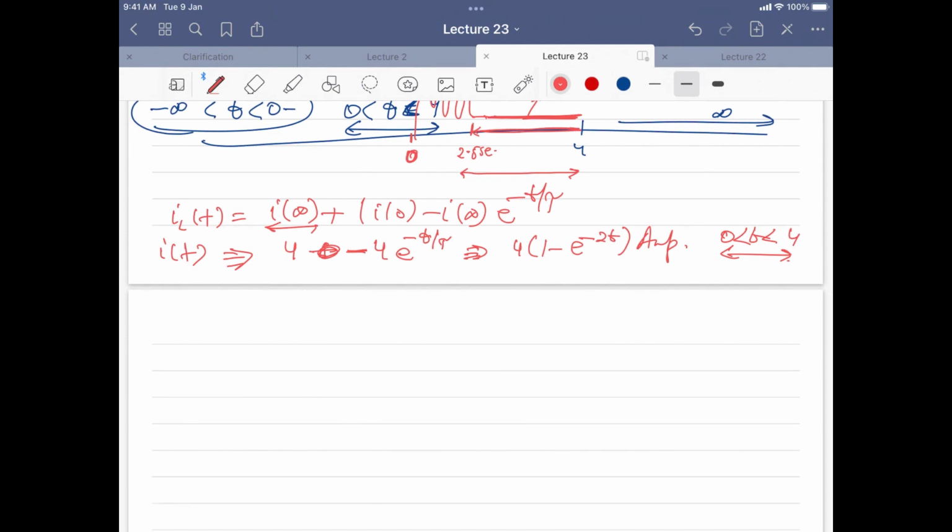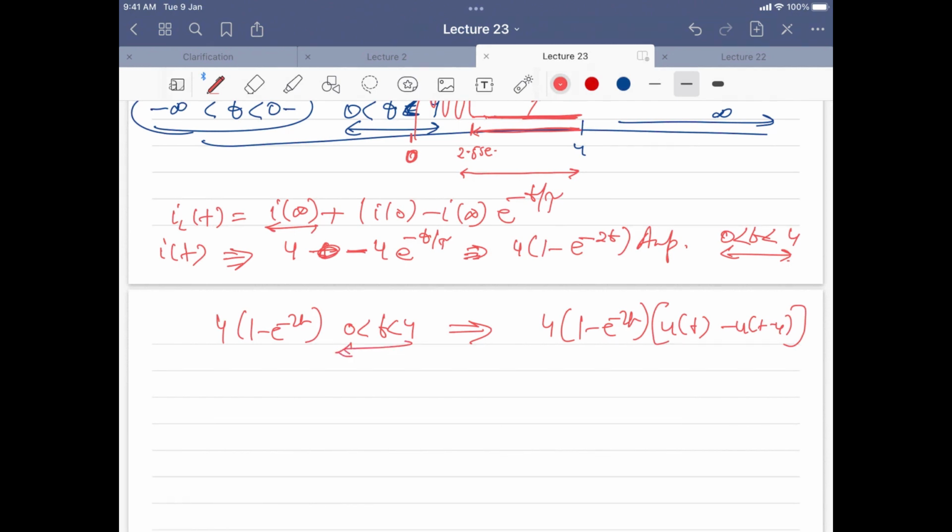And if you want to write it in terms of the unit step function, how will you write it? If I want to write it in terms of unit step, how will you write it? We will multiply by u(t) minus u(t minus 4). Yes, sir. You can write it like this. So this thing will go away and it is incorporated in this.